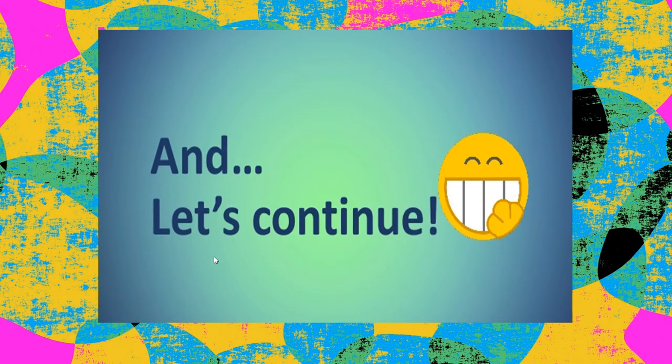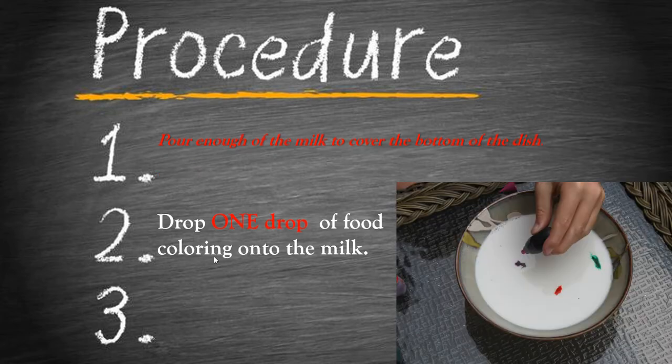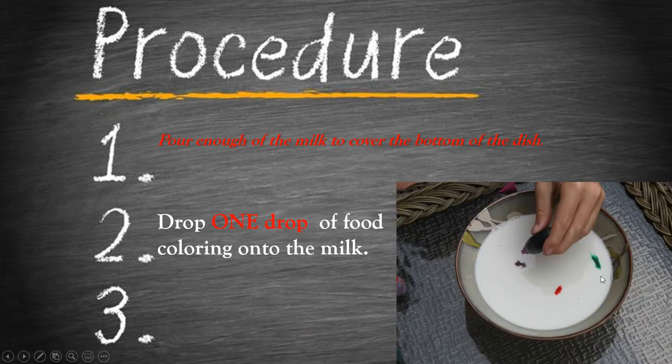Okay, so you've answered those two questions, so let's continue. Here are our procedures. Number one, I'm going to pour enough of the milk to cover the bottom of the dish. Number two, I'm going to drop one drop of food coloring onto the milk. When I drop it in, I'm going to put one here, one here, one here, one here. And because we don't have corners, it's going to be round.